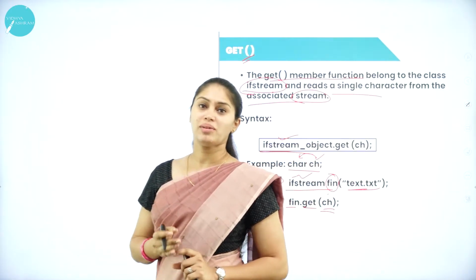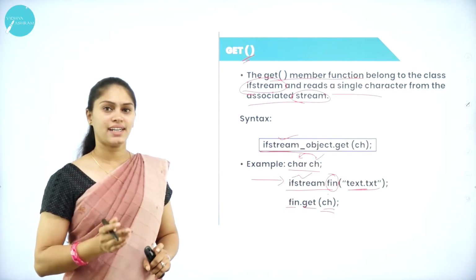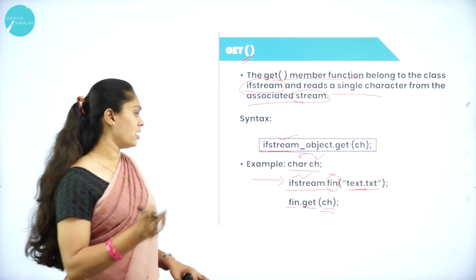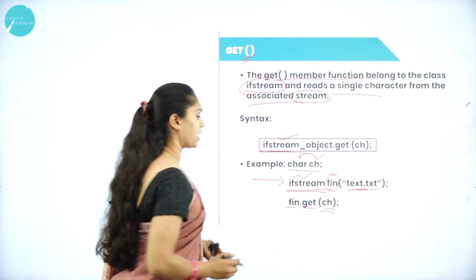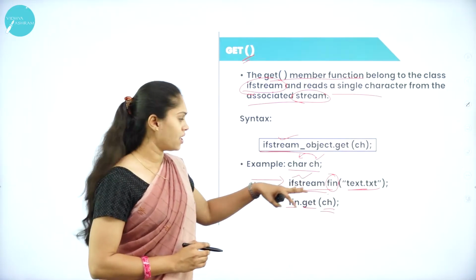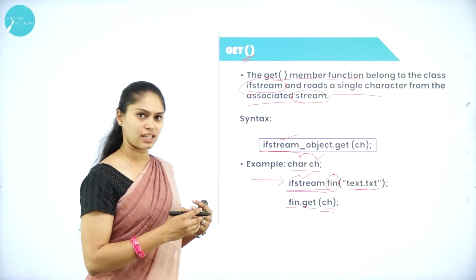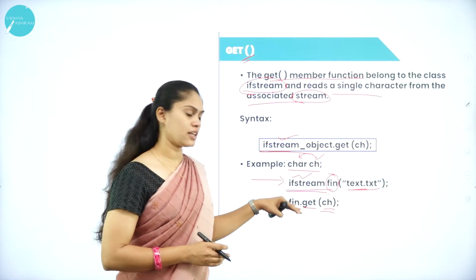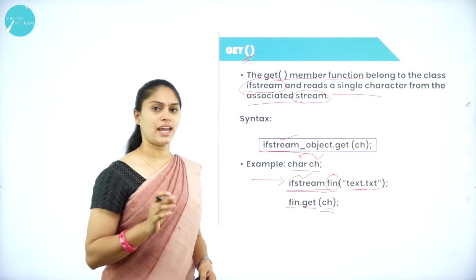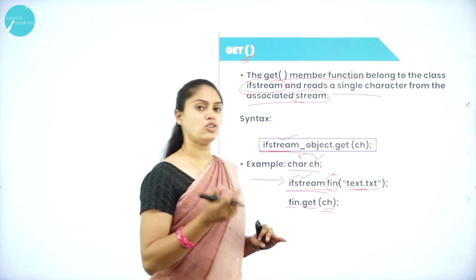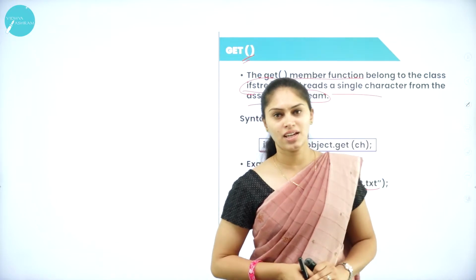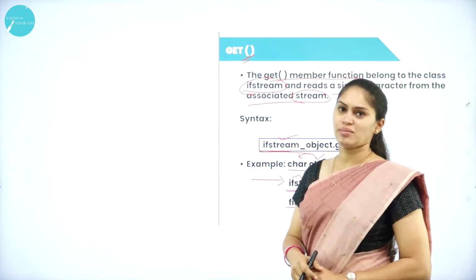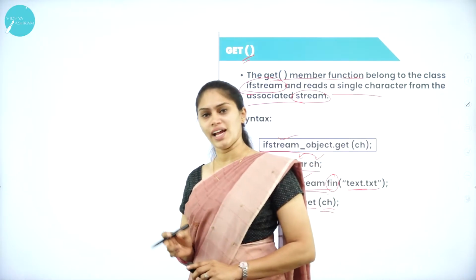How can we perform an input and output operation in a text file? Instead of that, I can also create one object for the ifstream, then call the constructor. That means I can specify the opening of a file, and then call the member function called get. This is how to give input to the text file by making use of the get member function. It belongs to which stream? ifstream, that is input file stream.